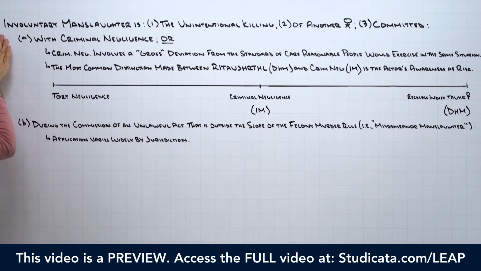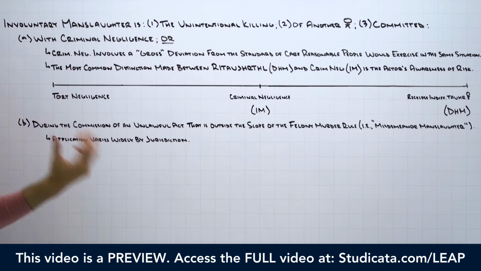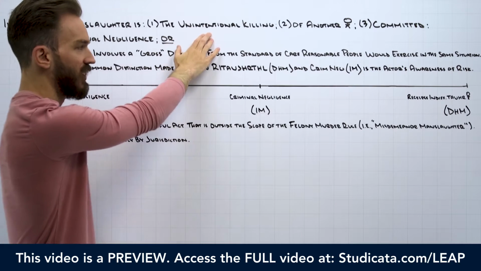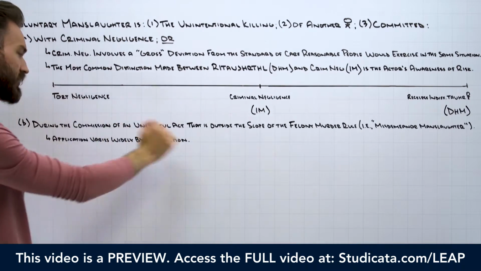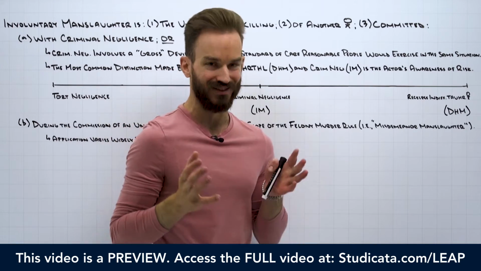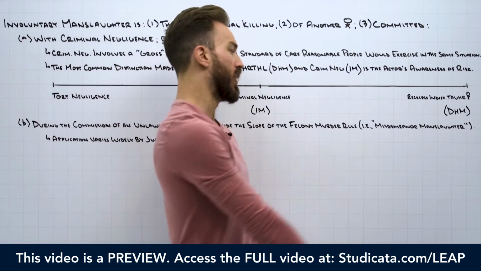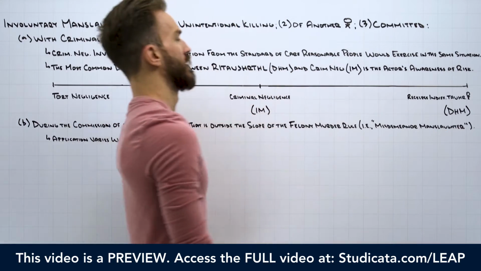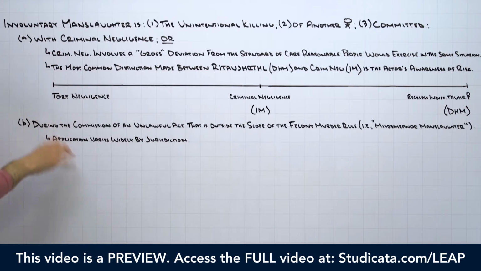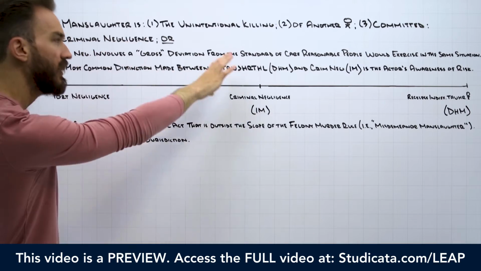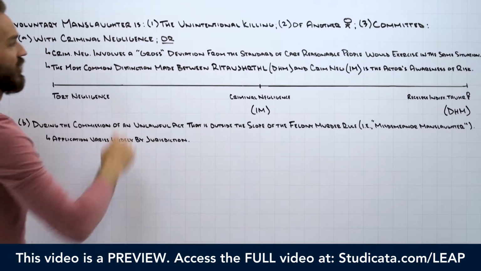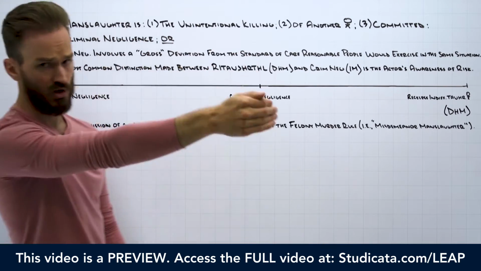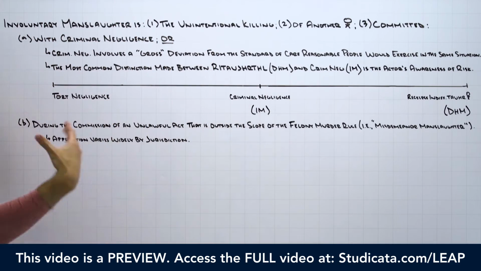So if we're going to define involuntary manslaughter, though, we can say involuntary manslaughter is the unintentional killing of another human being committed with criminal negligence or during the commission of an unlawful act that is outside the scope of the felony murder rule. Otherwise, sometimes we hear this called misdemeanor manslaughter. Right, so we can just break this down with these two elements. So the first thing to recognize with involuntary manslaughter is it's an unintentional killing. So if our defendant has the intent to kill, we're not really thinking about involuntary manslaughter, right? That's malice aforethought, common law murder. Right? So the first thing we need is an unintentional killing.